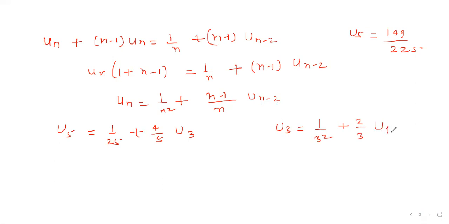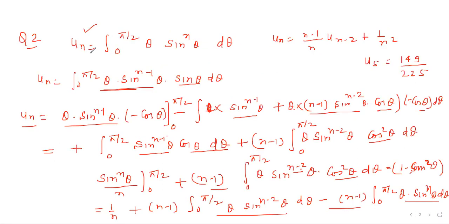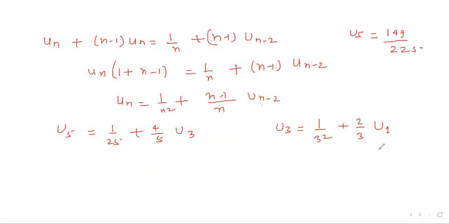And we can evaluate u1. u1, if we put here, so this theta sine theta d theta we will get 1 upon 9 plus 2 by 3, integration 0 to pi by 2, theta sine theta d theta. Now we can evaluate it.